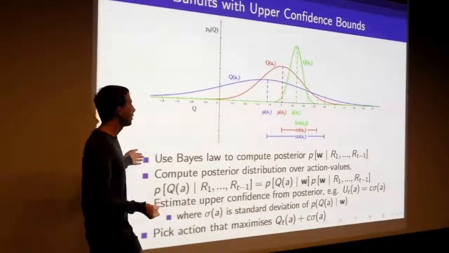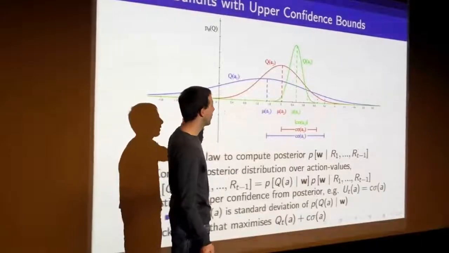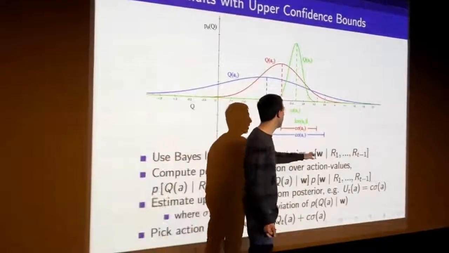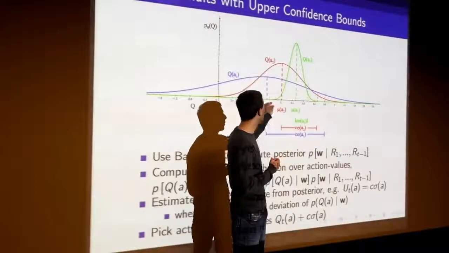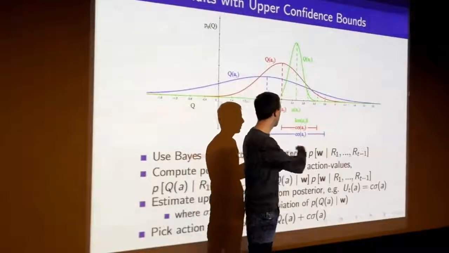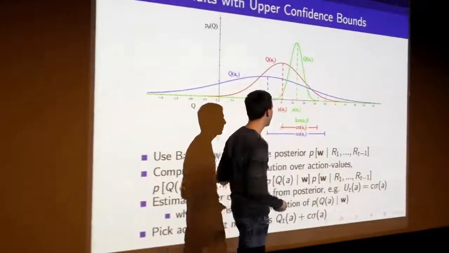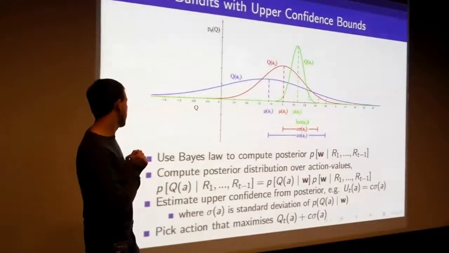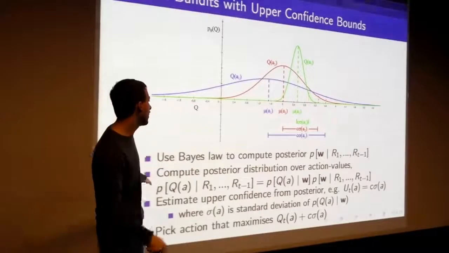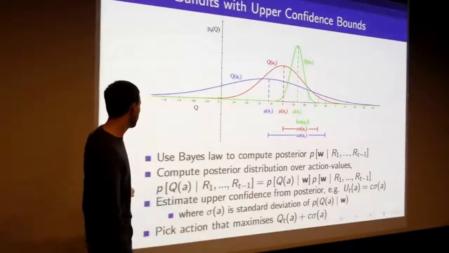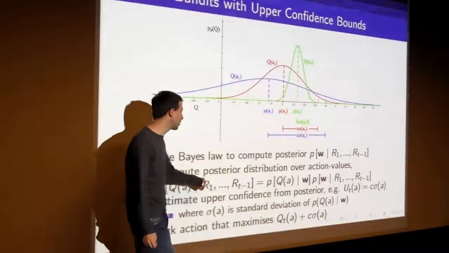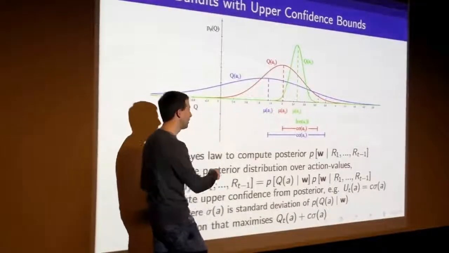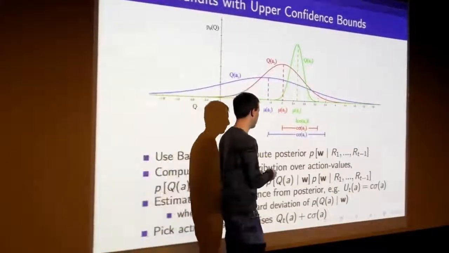Well, first of all, we compute our posterior. We update our parameters given the data that we've seen so far. So we update both the means in the normal way, but also our variance parameter. And we can do that basically by using Bayes' law. So the probability of the Q value is conditioned on everything we've seen so far. This is just Bayes' law.